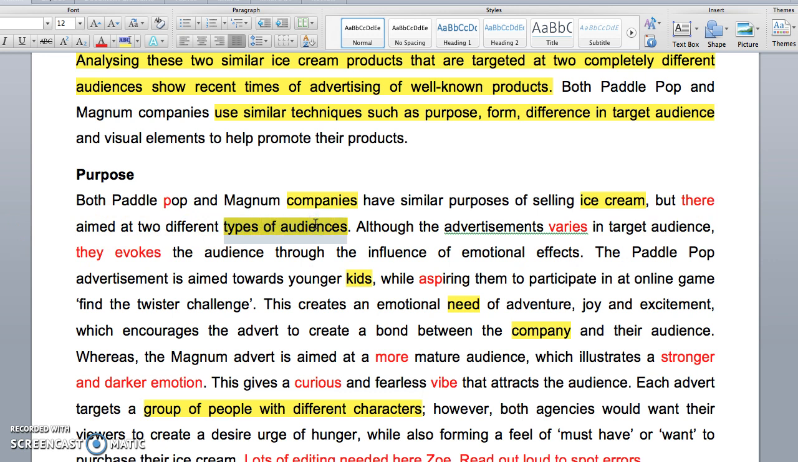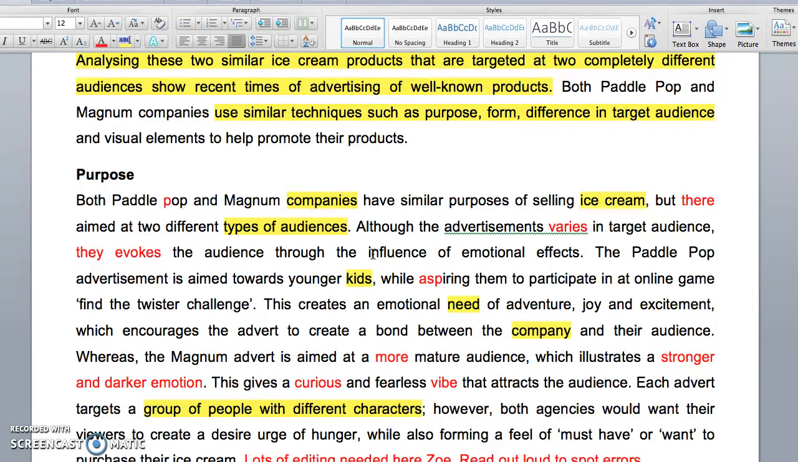Again, Zoe, throughout, you need to make sure that you are using the technical language of advertising. So we're not talking about types of audiences, we're talking about target audiences. "Although the advertisements varies in target audience, they evokes the audience through the influence of emotional effects." Just go back to the PowerPoint. It was really very clear.